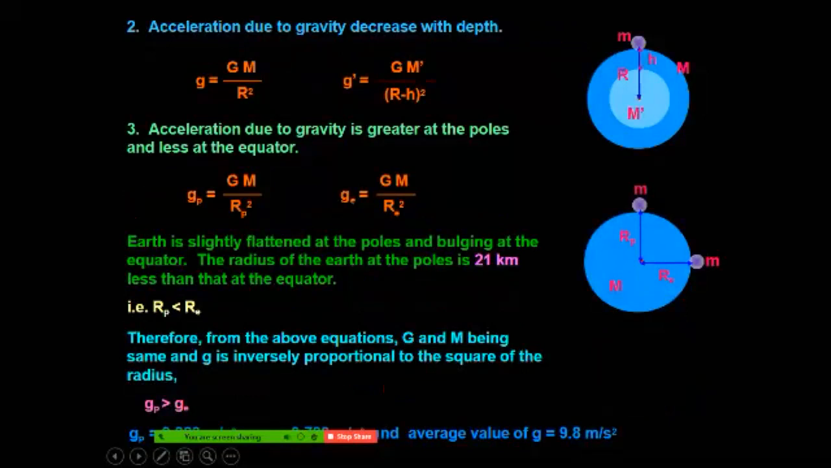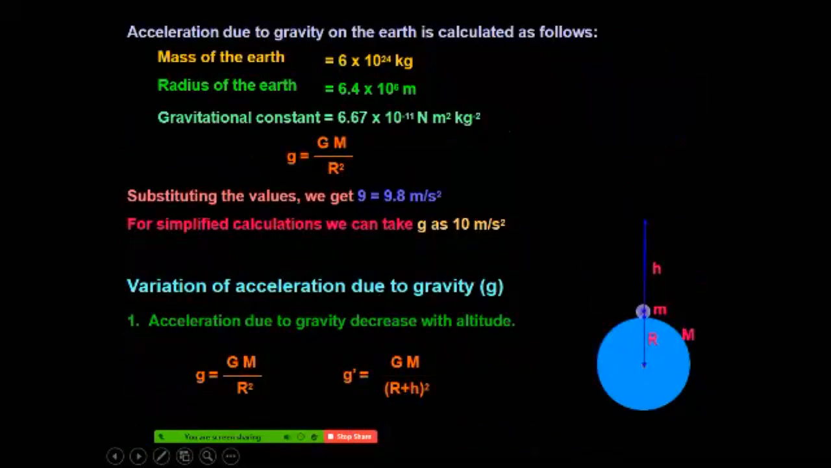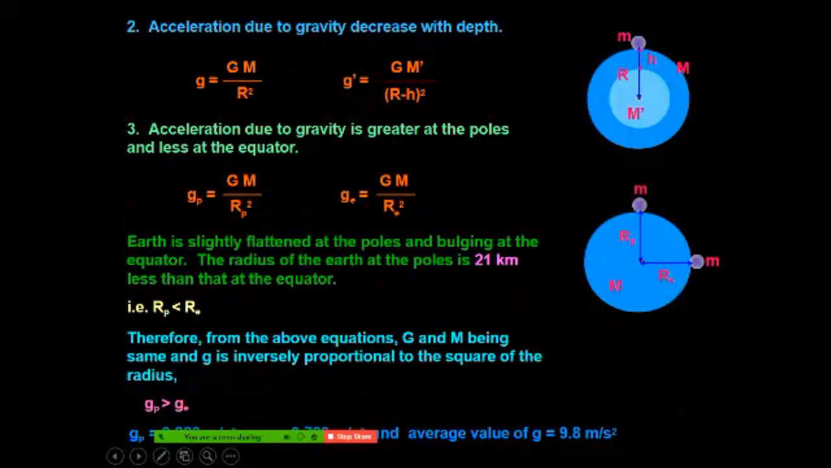Acceleration due to gravity decreases with altitude. Small g is equal to capital G capital M by R square, or g dash is equal to capital G capital M by R plus H whole square. If the acceleration due to gravity decreases with depth, it means it is coming down. Earlier you have seen it is going up. So small g is equal to capital G capital M by R square, and here g dash is equal to capital G M dash by R minus H whole square. Whenever it is coming down, it is negative.